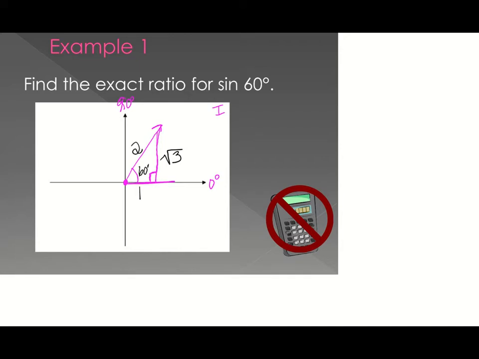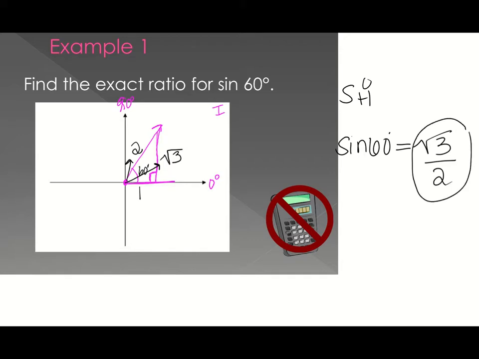So we can now use this to find sine of 60. Well, we know that sine is opposite over hypotenuse. So the sine of 60 degrees is going to be opposite of this angle. So opposite is root 3 over hypotenuse, which is 2. So our exact value of sine of 60 is root 3 over 2. And it's positive because we're in the first quadrant.